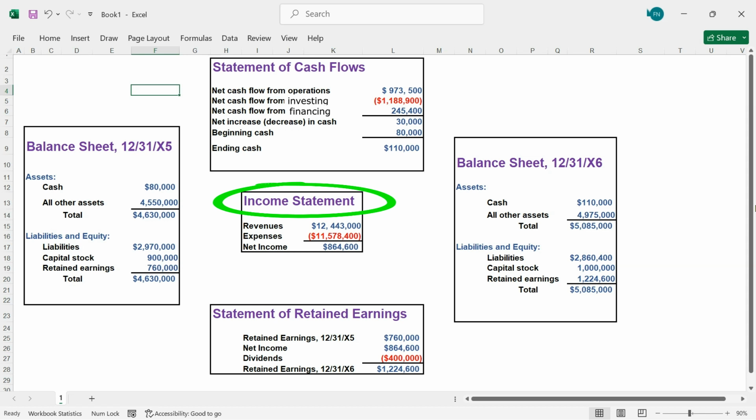Again, the income statement, like the statement of retained earnings, is an explanation of the cause of a change in the balance sheet. And therefore, the income statement is a reflection of activity for a period of time, not just as of a point in time. It shows revenues for the year, in this case, over $12 million, and expenses of $11,500,000. Anyway, the net income amounted to $864,600.